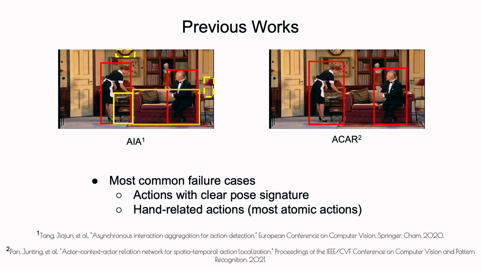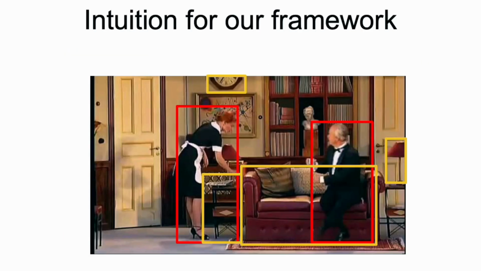ACAR, on the other hand, computes person interaction with the whole context. But these methods fail with challenging actions, especially those that have clear pose signature and those that are unrelated.